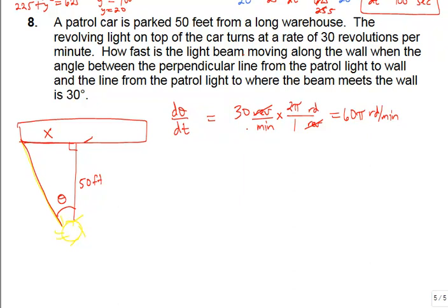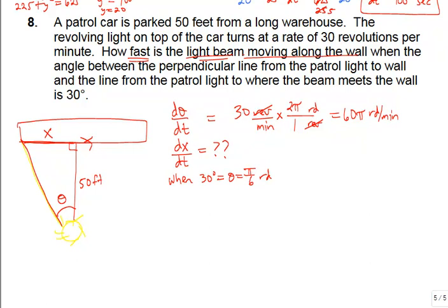Okay, what do we want to know? We want to know how fast this light beam is moving along the wall. Well, that's what this x represents, this distance x as the light beam moves along the wall. So we want to know how fast this x is changing. So we're looking for the derivative of x with respect to t. So that's our unknown. And we want to know this when this angle theta is 30 degrees. Now, 30 degrees, that's in degree mode. If you prefer, 30 degrees is pi over 6 radians. And that way we're consistently always using radians.